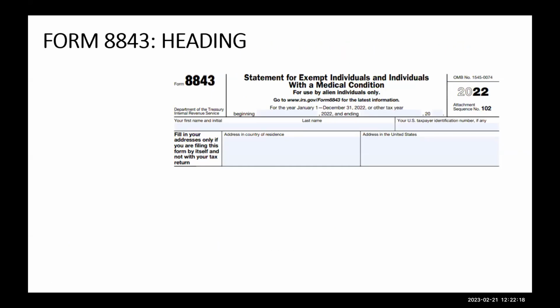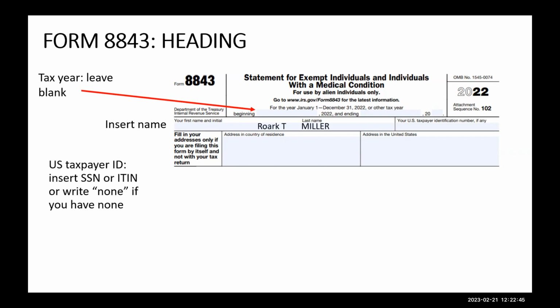So we are going to now go step by step in completing this form. So the tax year here, you're going to leave blank because everyone can easily use the standard January 1st to December 31st. So just leave that blank. You're not trying to change your tax reporting period. And then, of course, you insert your name. And then you insert your U.S. taxpayer identification.